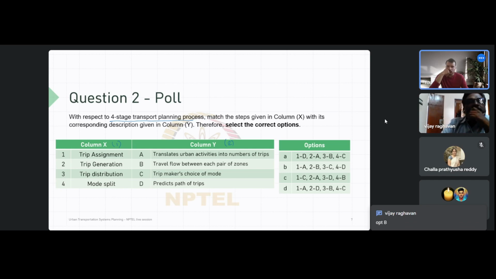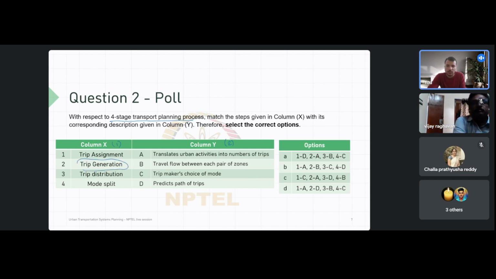Okay, so we have a 60% response rate. Fine. Let's discuss the answer. We have the four stages or steps of the travel demand forecasting process, or transport planning. First is trip assignment, but let's do this in the order that we have studied. So to start with, trip generation.